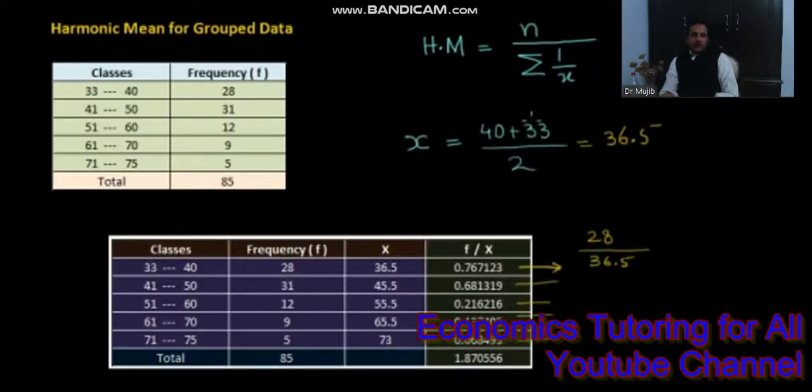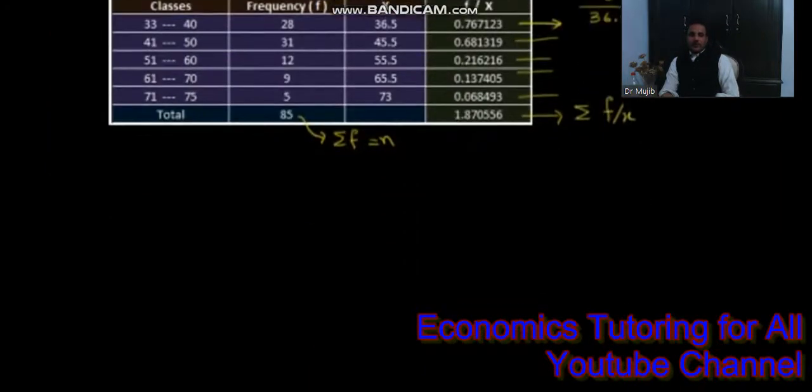Lastly, we need to calculate the value of summation f divided by x. For that purpose, we add all the values in the last column, and the summation of f over x value is 1.870556, which can be seen at the end. Summation f, that is n, can be derived by adding all the values in the second column: 28, 31, 12, 9, 5, and that gives us 85.